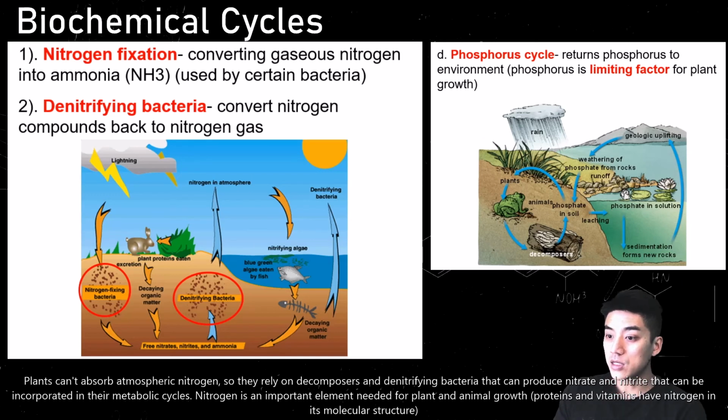And next up, we also have the phosphorus cycle. So in the phosphorus cycle, you have plants and animals and decomposers working all together to produce phosphate. And phosphate is also an important nutrient. It's used to support plant growth. So this is important in the ecosystem, in the environment, these two cycles here.